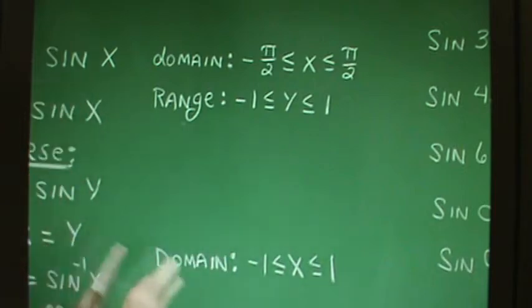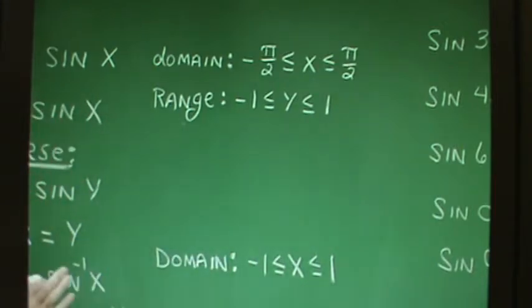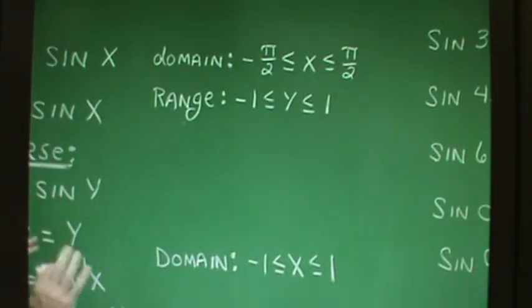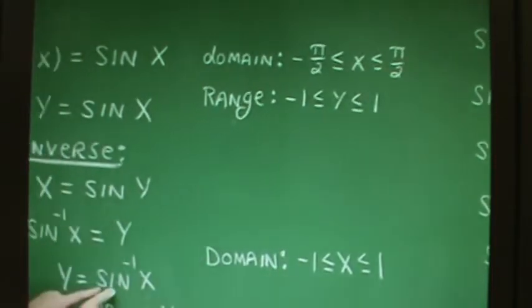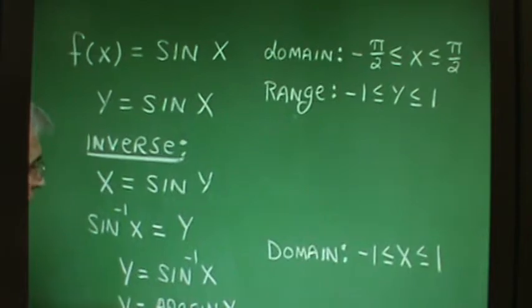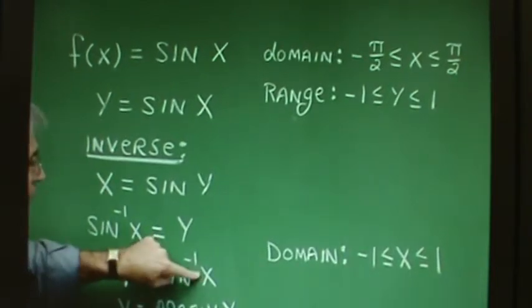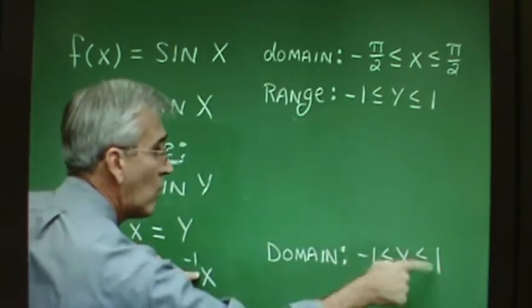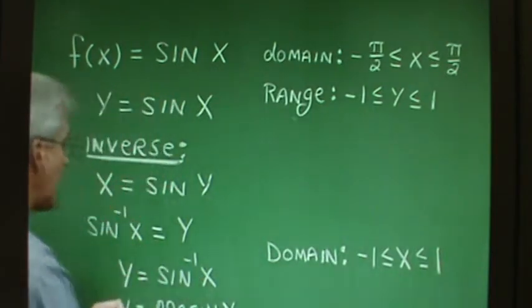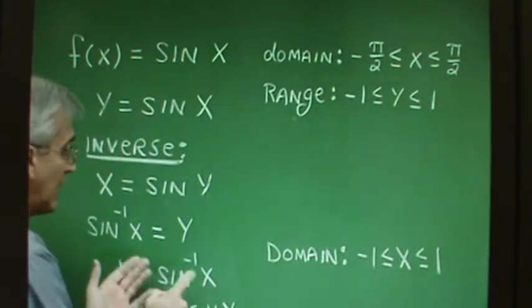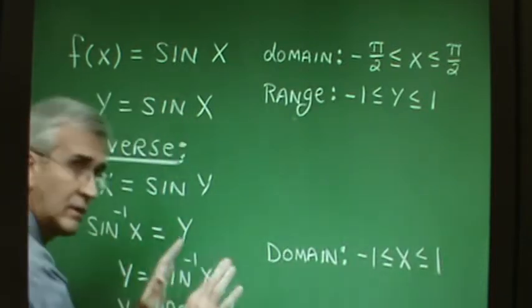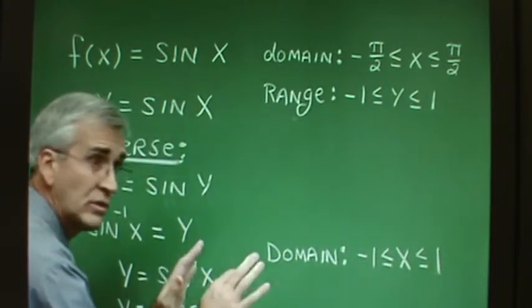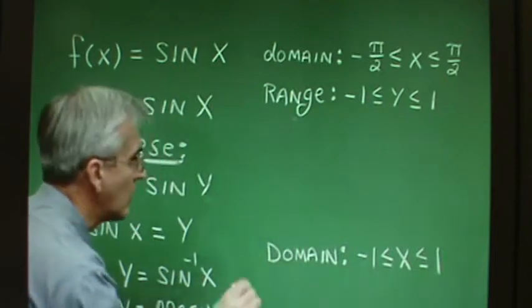Now, what that implies here in a practical way and in using this notion of inverse is that we can only take the inverse sine or the arc sine of x values that are between negative 1 and 1. We can't take the inverse sine of 3, for example. You see, so that's what the importance of the limitation of the domain is. All right, now what about range?